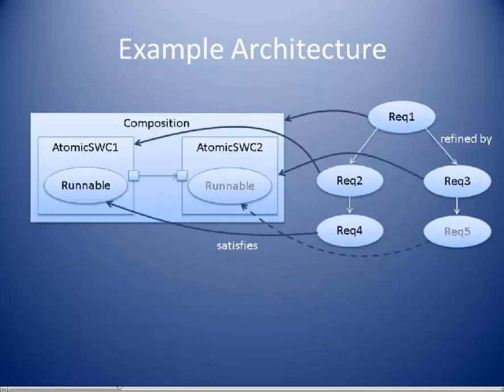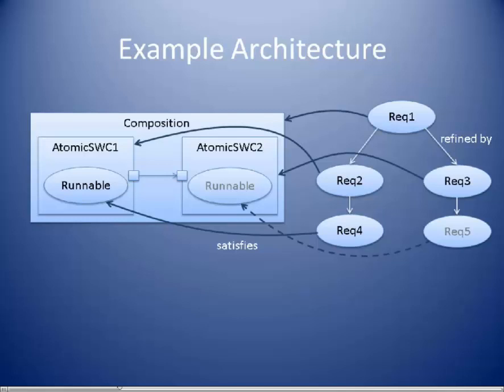We use an abstract example to demonstrate the scenario. The system architecture consists of only one component that we call composition for simplicity, that contains 2 subcomponents, atomic software component 1 and 2. In DOORS we have 5 requirements that are numbered from 1 to 5 and not defined further.